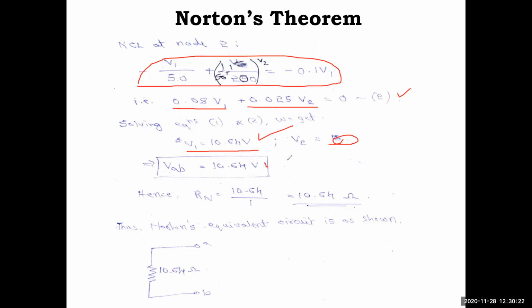Okay, 10.64 volt I got, which is equal to VAB written here. Now if you take the ratio for Norton's equivalent resistance, VAB by 1 amp, since the current source we have connected is 1 amp, that's why it is 10.64 ohm. So now you will have the Norton equivalent circuit.